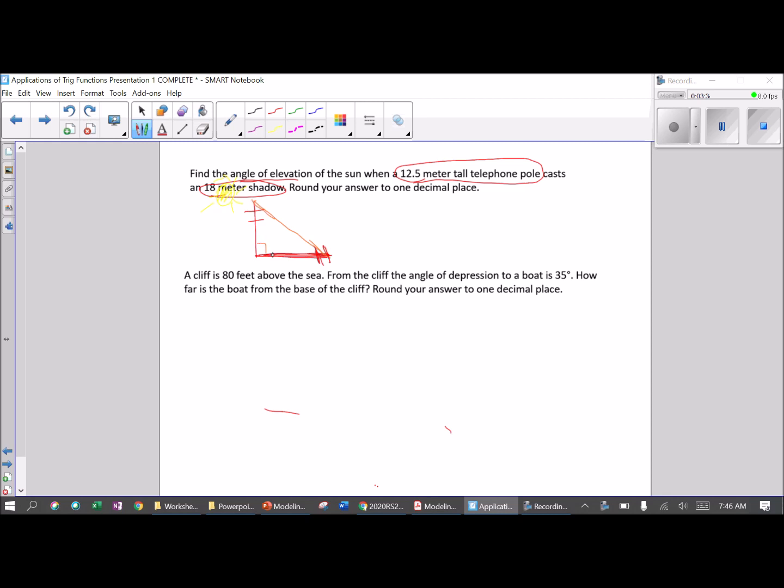And now we just have to label it with what we know. Okay, a 12.5 meter tall telephone pole. Okay, here's the telephone pole, 12.5. An 18-meter shadow, that means the shadow is 18. And we're trying to find the angle of elevation of the sun, which is from the ground up.